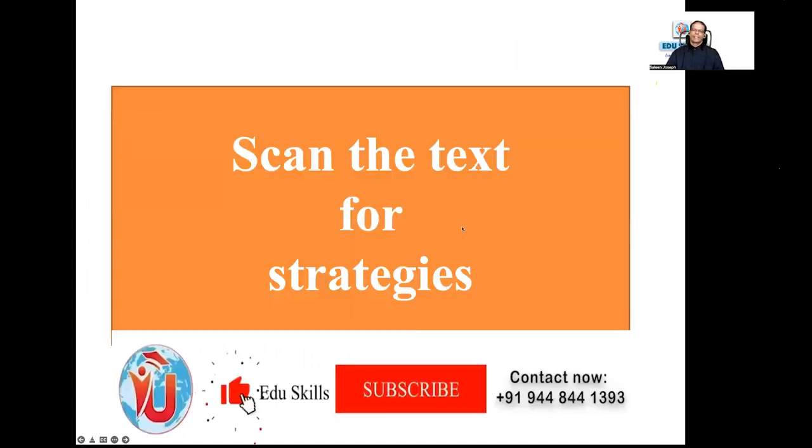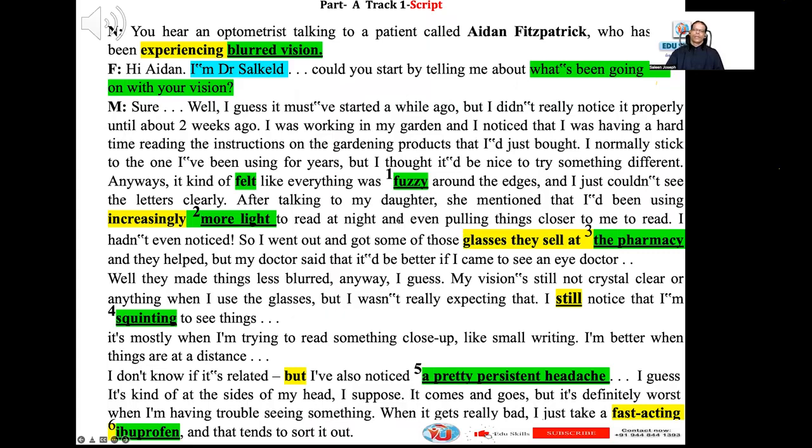So scan the text audio for strategy. Sorry, scan the script now. Script of the text of the audio. So let's check how it goes. Okay, now is it possible for you to play again?